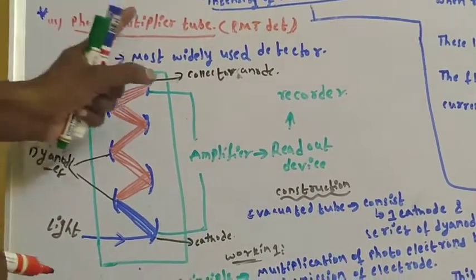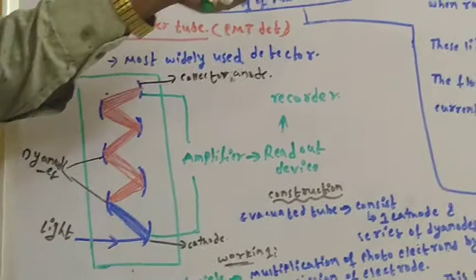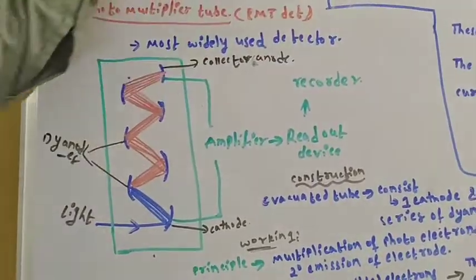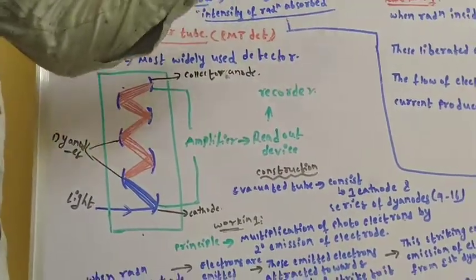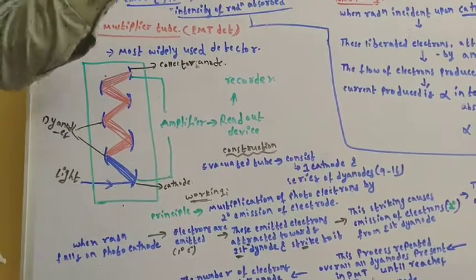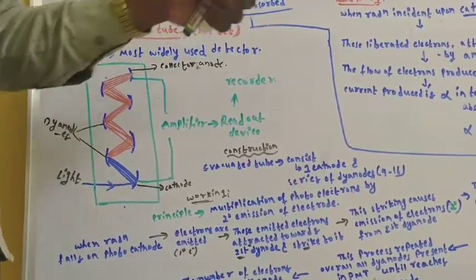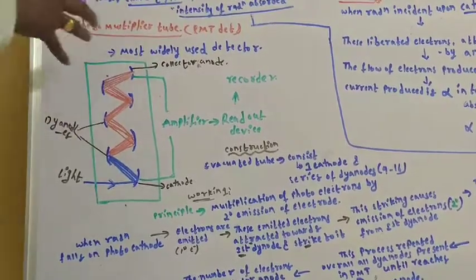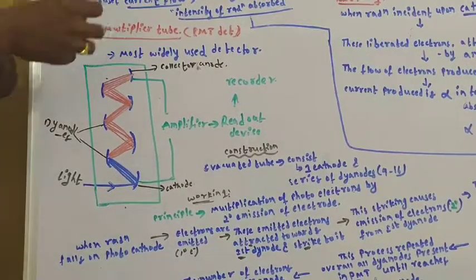Remember, this detector is used in atomic absorption spectroscopy, flame photometry, or atomic emission spectroscopy. Let's see the construction and working of the photomultiplier tube.